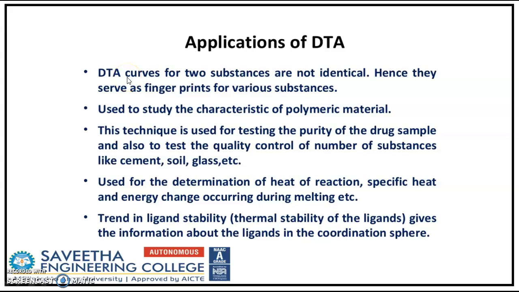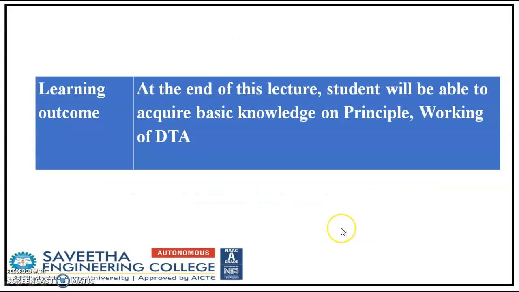DTA curves for two substances are not identical. Hence, they serve as a fingerprint for various substances. It is used to study the characteristics of a polymeric material, mainly the melting temperature of the polymer and the glass transition temperature of the polymer. This technique is used for testing the purity of a drug sample. It is also used to determine the heat of a reaction. Thermal and ligand stability gives you information about the ligands in the coordination sphere.